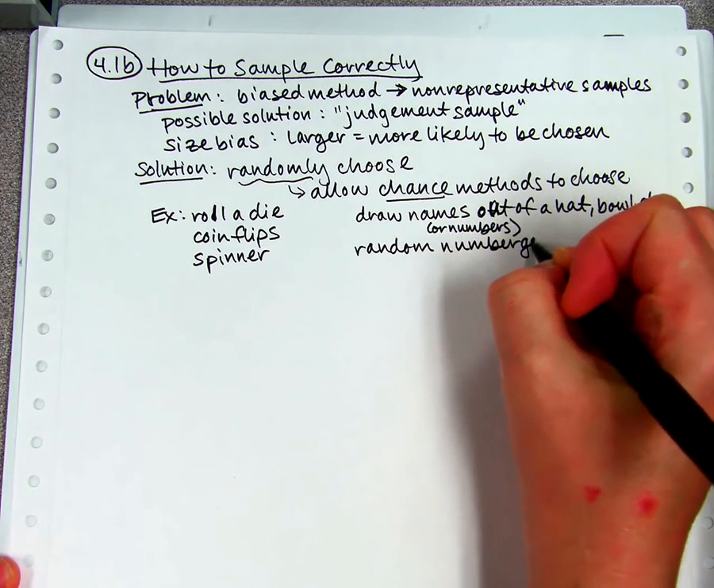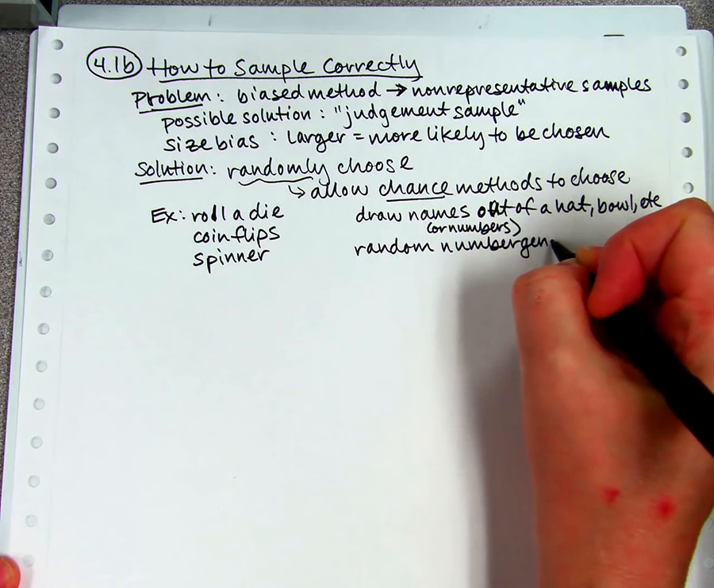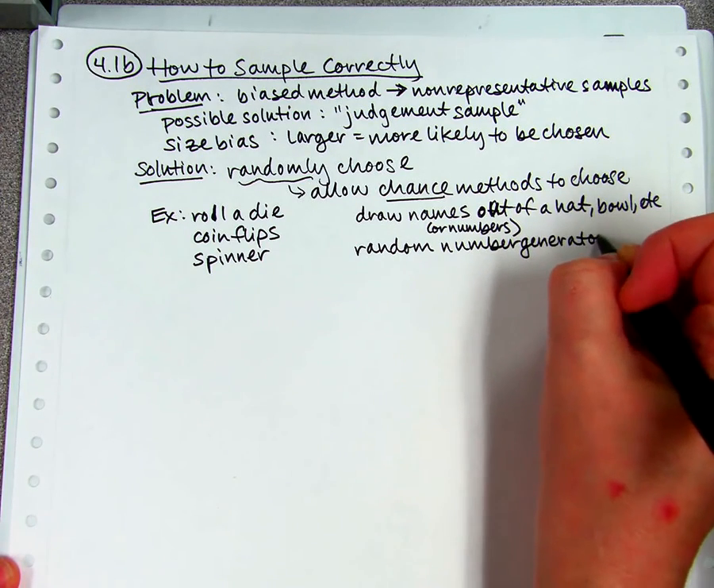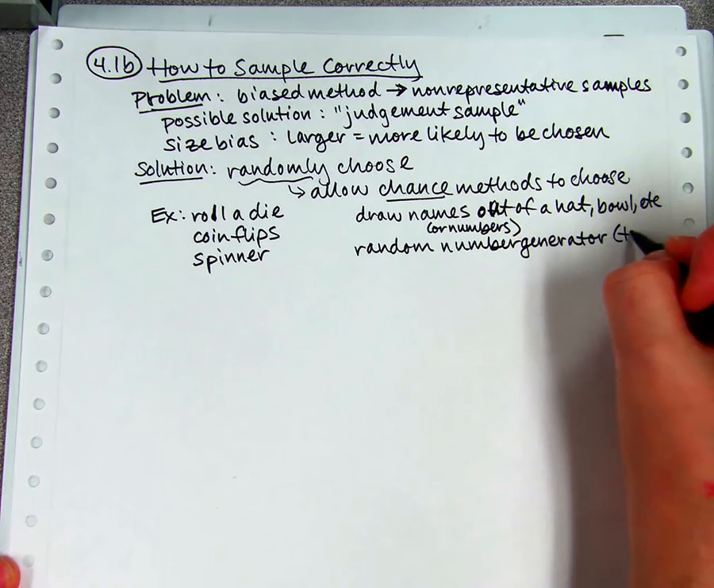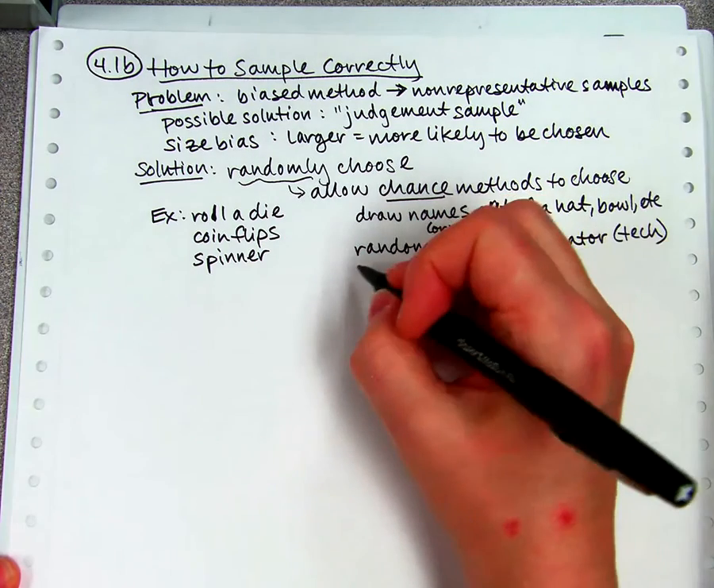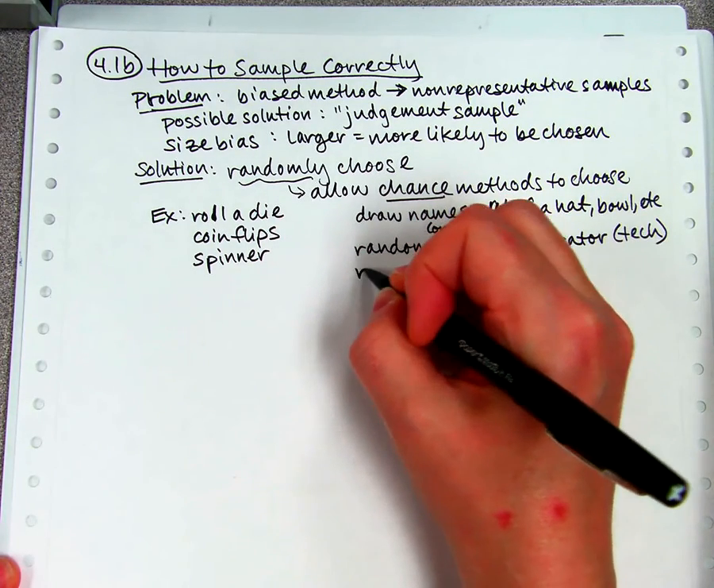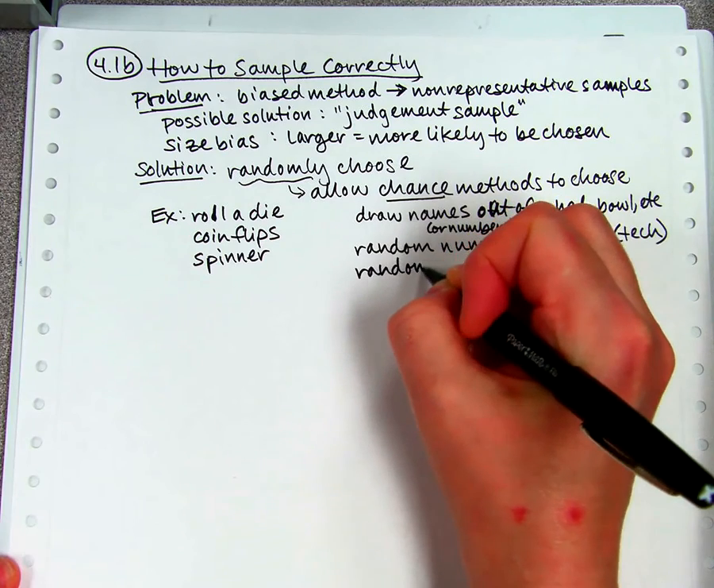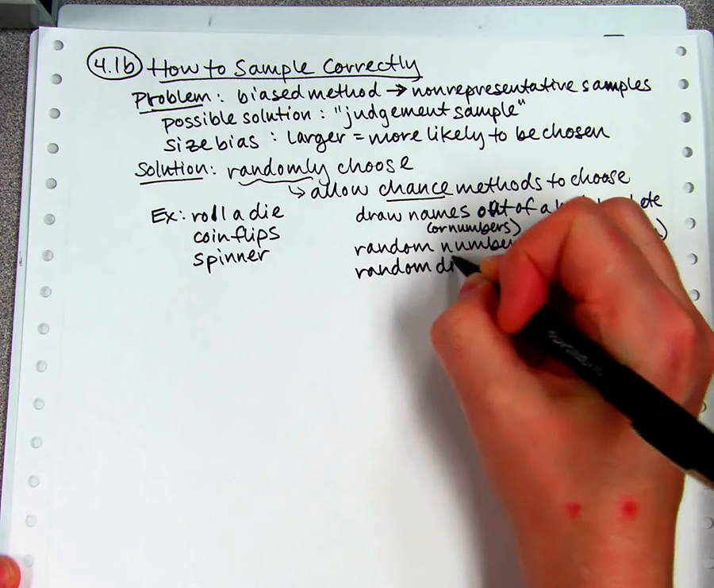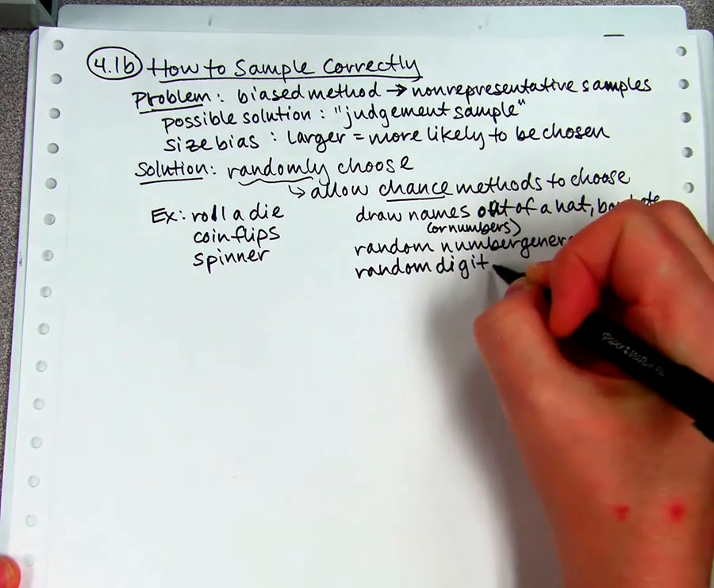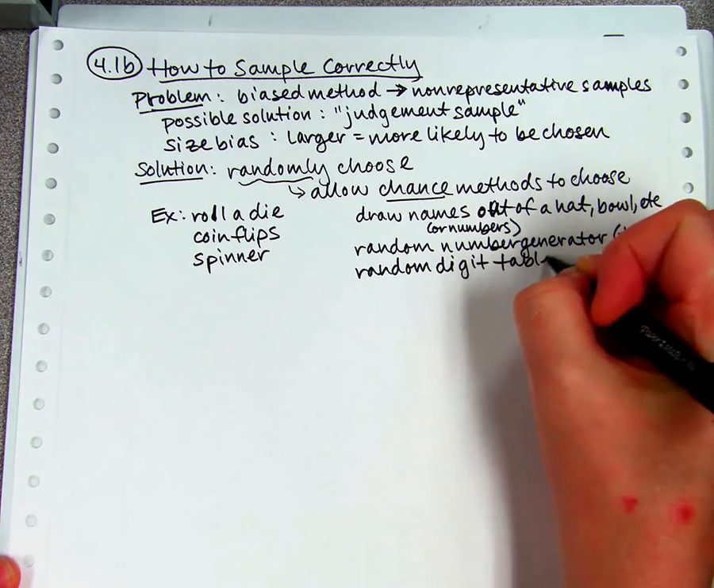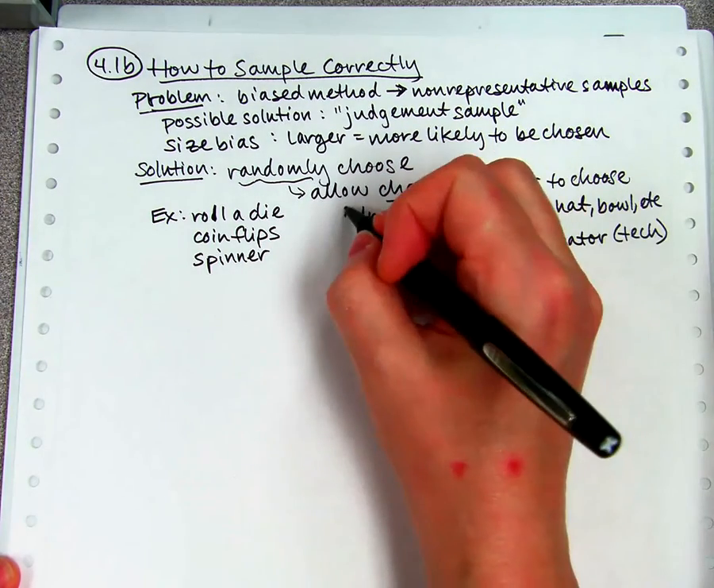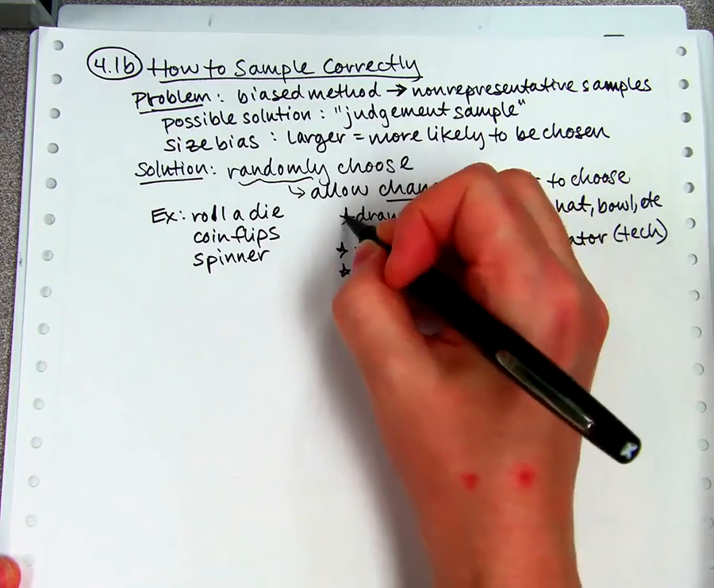There's a bunch of them online. If you just Google random number generator, you'll find some. So you could use the technological approach, or there's also a thing we're going to learn about today called the random digit table. There are tables out there of random digits that you could use to help you choose your sample without bias.